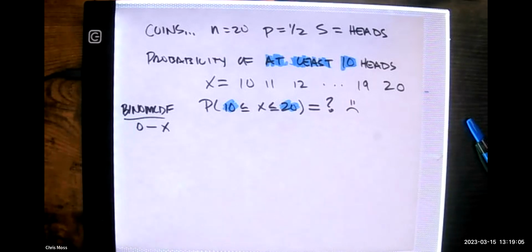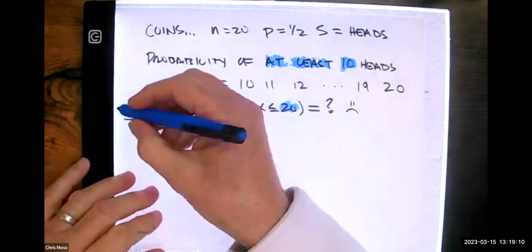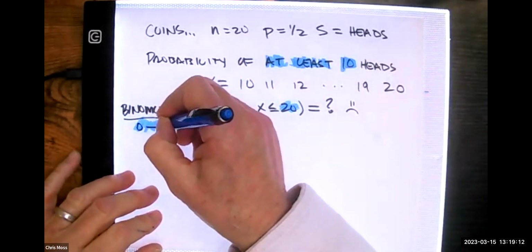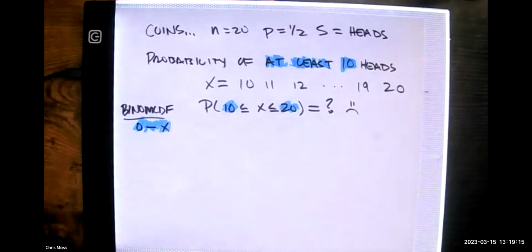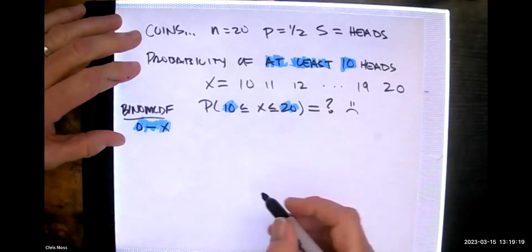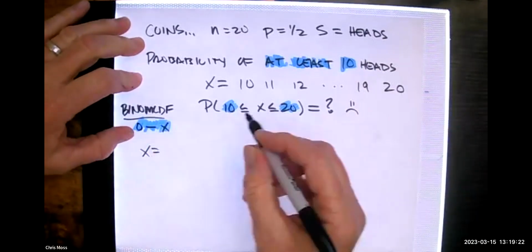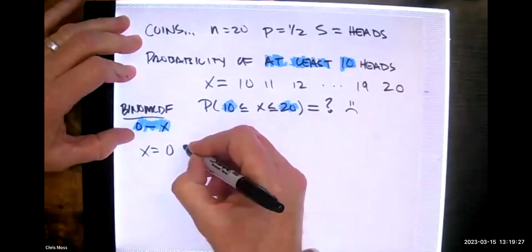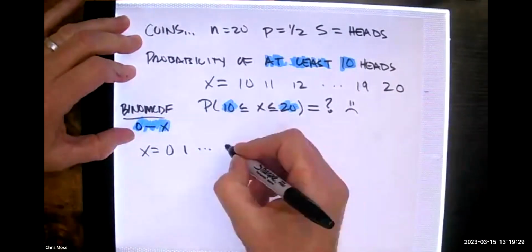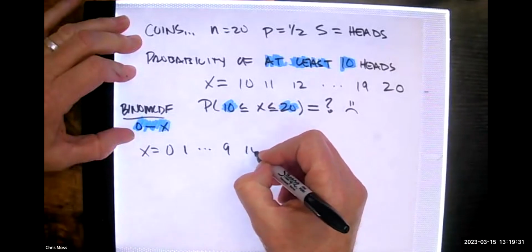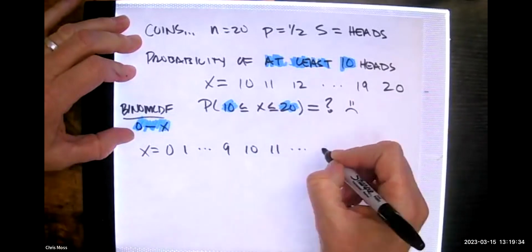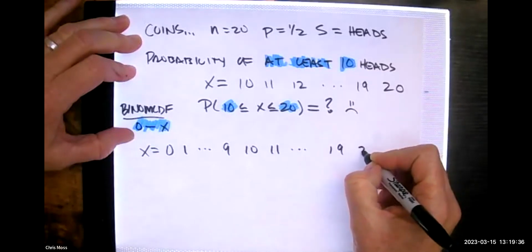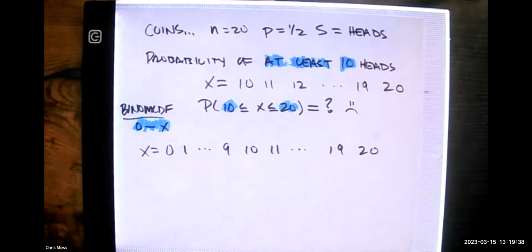Now, how are we going to work around that problem? This is the way we do it, and it's not overly difficult. You just have to see it a couple of times, and you'll get an idea. So let's think about what X must be in terms of this whole thing. It could be 0 heads or 1, maybe 9 heads, maybe 10 heads, maybe 11 heads, maybe all the way up to 20 heads.